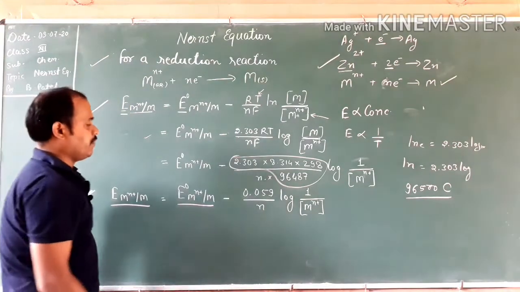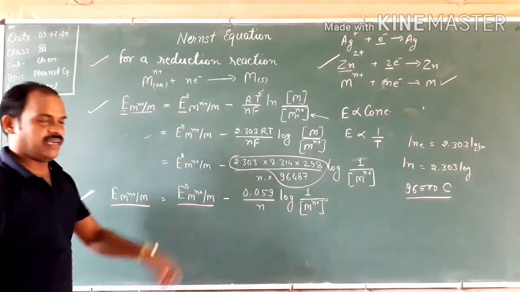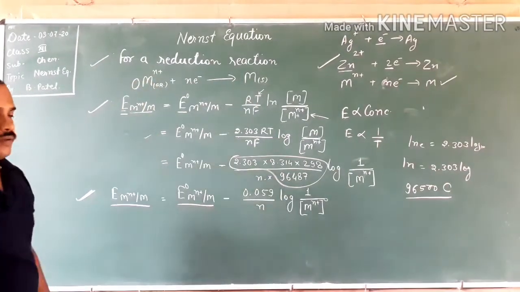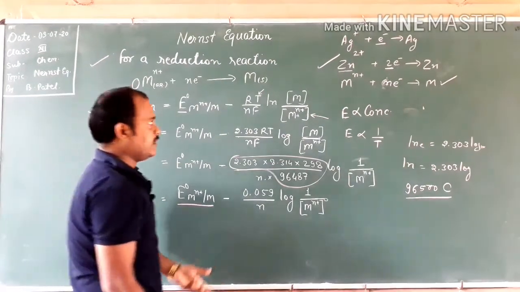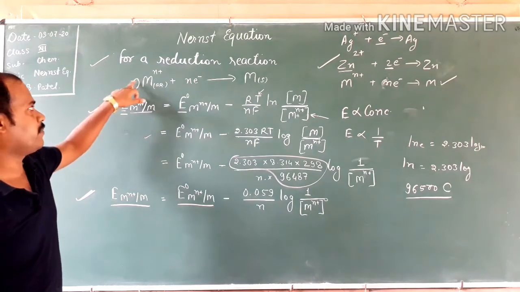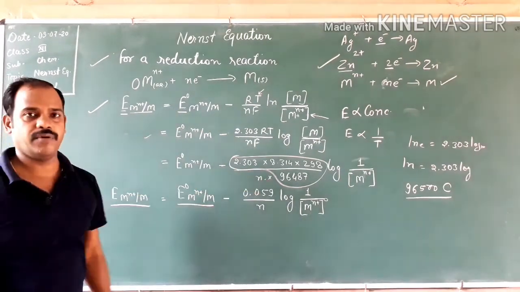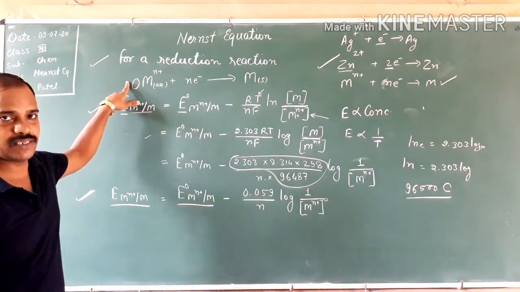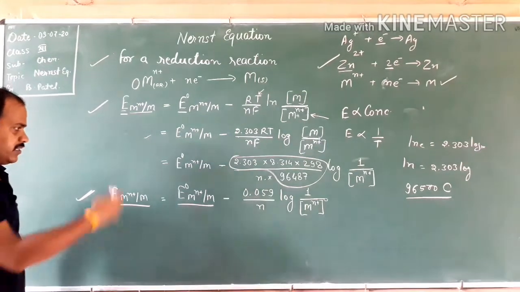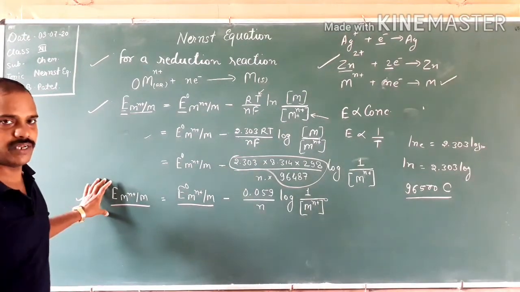One more thing to remember: the power of Mn+ will be equal to the stoichiometric coefficient. For example, for a combined equation, if 2 Mn+ are used, then the power will be 2. If 3 Mn+, then the power will be 3. In the next discussion we will see how this equation is used for our calculation.